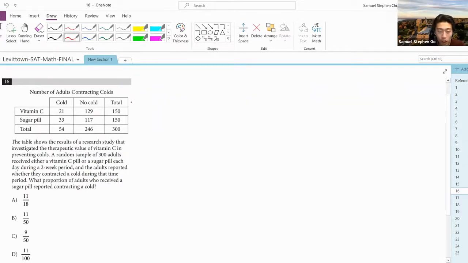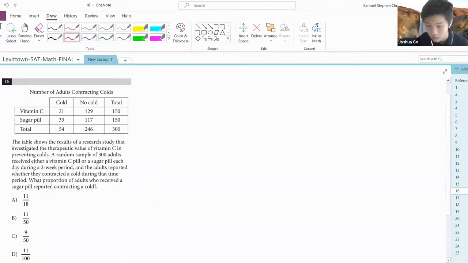Okay, little math involved. It's more of being able to read this question. We can see they gave us a chart, so we should try to understand what the chart is saying. So let's read about this table. The table above shows the results of a research study that investigated the therapeutic value of vitamin C in preventing colds. A random sample of 300 adults received either a vitamin C pill or a sugar pill each day during the 2-week period, and the adults reported whether they contracted a cold during that time period.